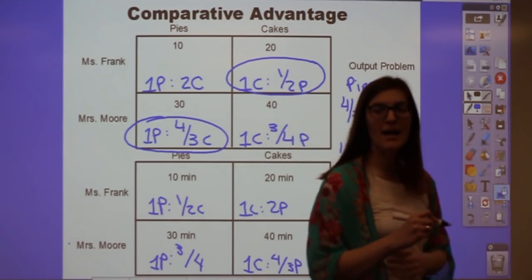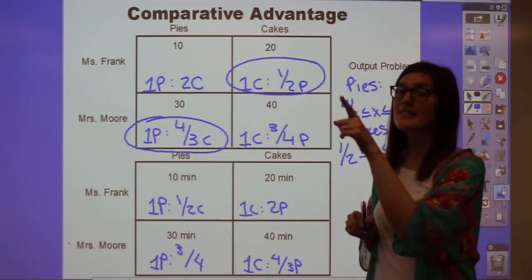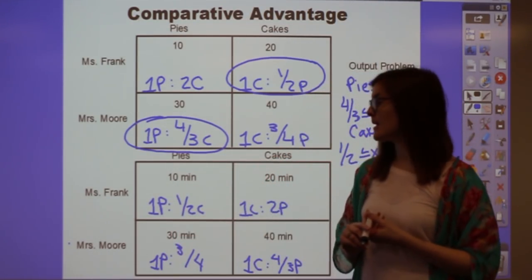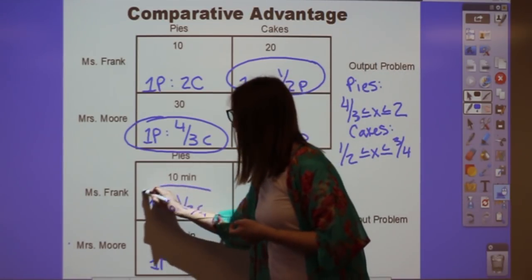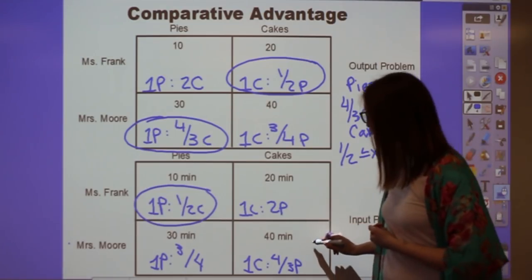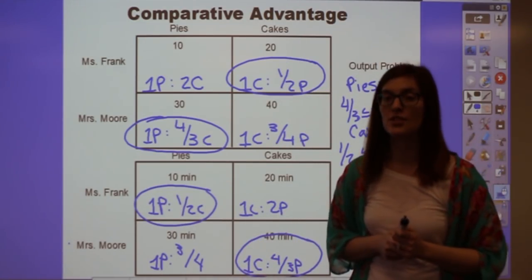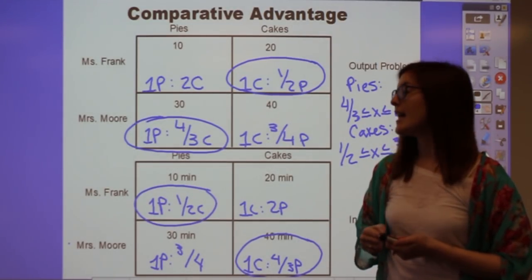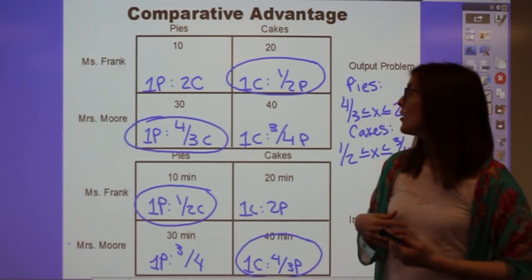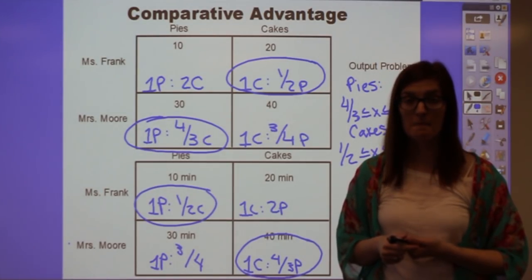So by switching the math from here on out, we analyze it the exact same way we analyze the output problem. We look at who has the lower opportunity cost to make pies, which I do because 1/2 is less than 3/4. And then Mrs. Moore has the lower opportunity cost in making cakes because 4/3 is less than 2. So I will sell and export pies and import cakes. Mrs. Moore will sell cakes, specialize in cakes, and import pies.